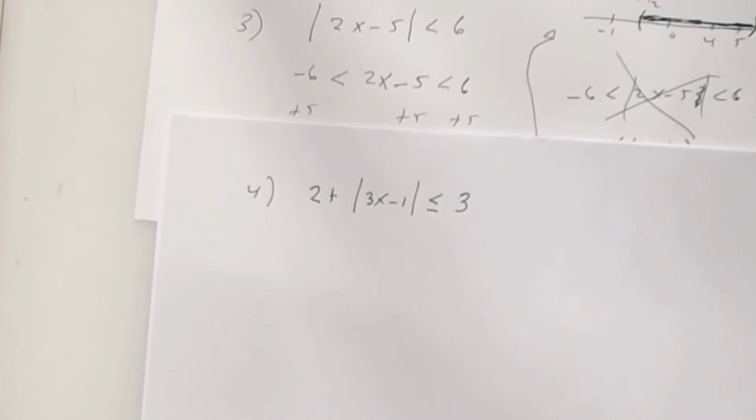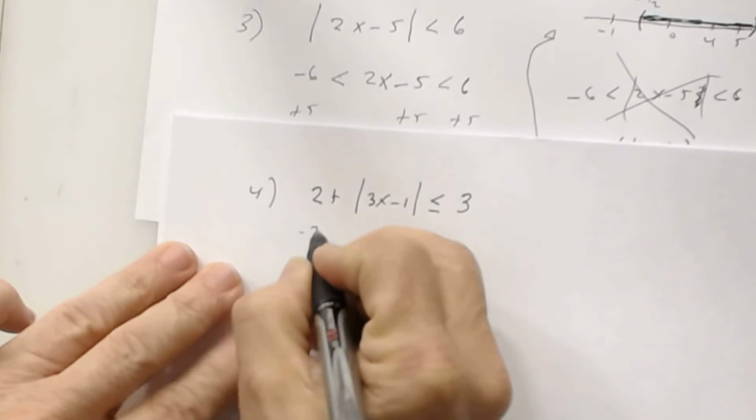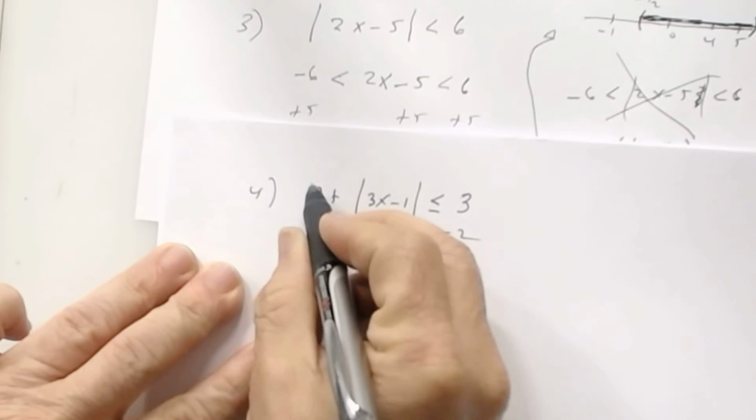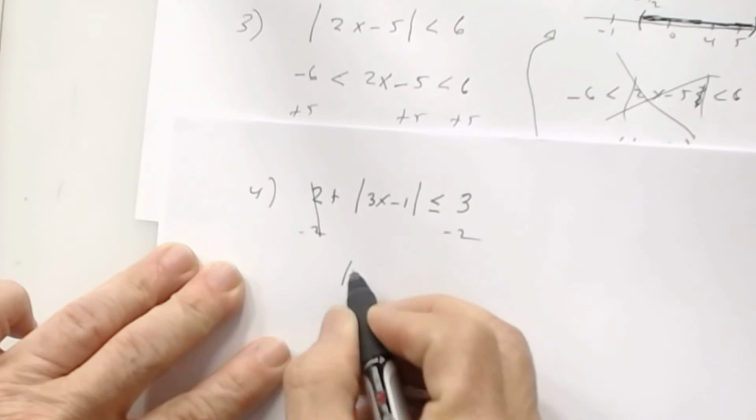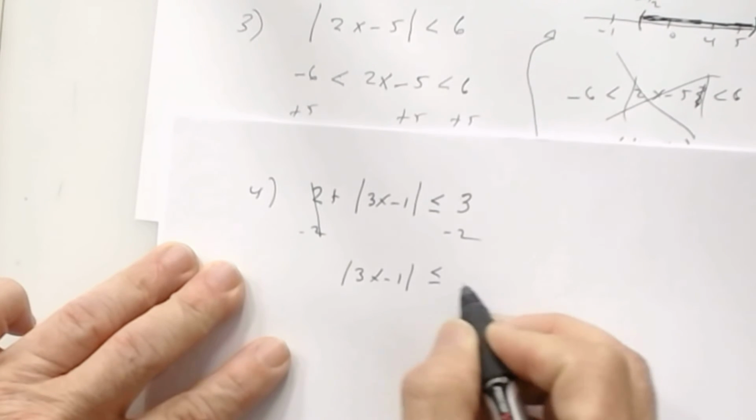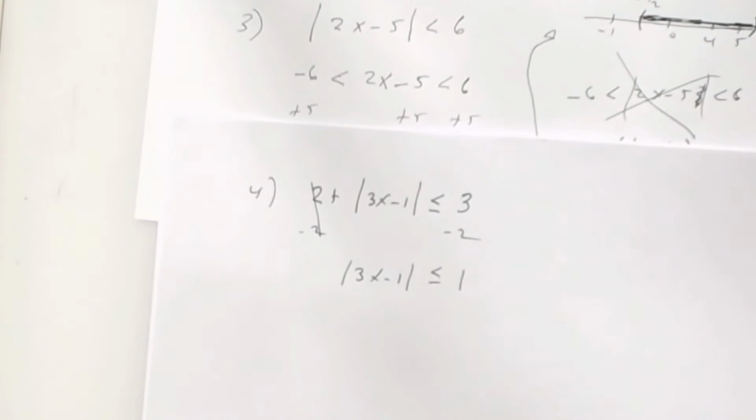What do you do? Okay, you have to get the absolute value by itself, just like you did with absolute value equations. So what are you going to do? No, that's not 2 times, that's 2 plus. You're going to subtract 2. And so 2 plus 2 is 0. 0 plus its absolute value is its absolute value, right? And that's less than or equal to what? 1. Okay, now I have the absolute value by itself.